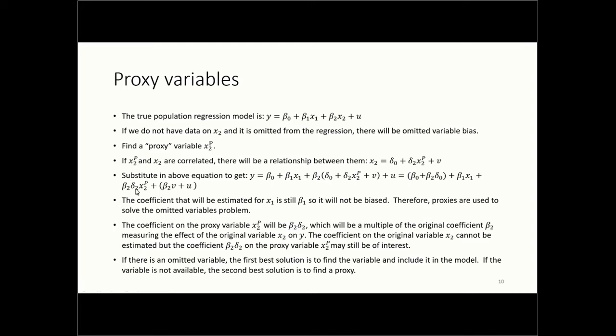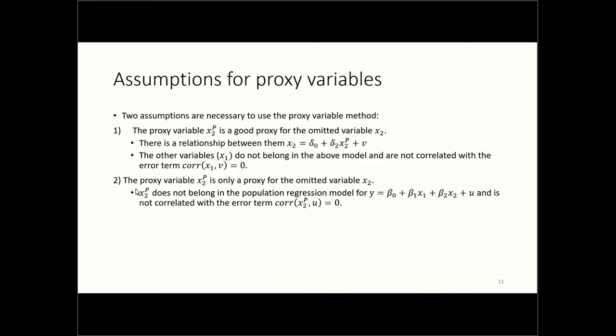So again, as a summary, if we have an omitted variable, the first best solution is to find that variable and include it in the model. But if we really cannot find it and that variable is not available, the second best solution would be to find a proxy. So we need two assumptions to make sure that this proxy variable method works well. The first one is that the proxy variable x2p is a good proxy for the omitted variable x2. So what that means is that there is a relationship between them. So x2 and x2p are related via this equation, and there is a relationship here.